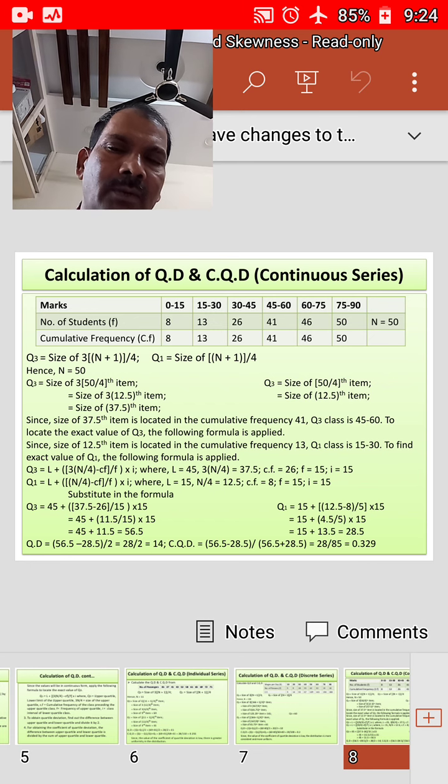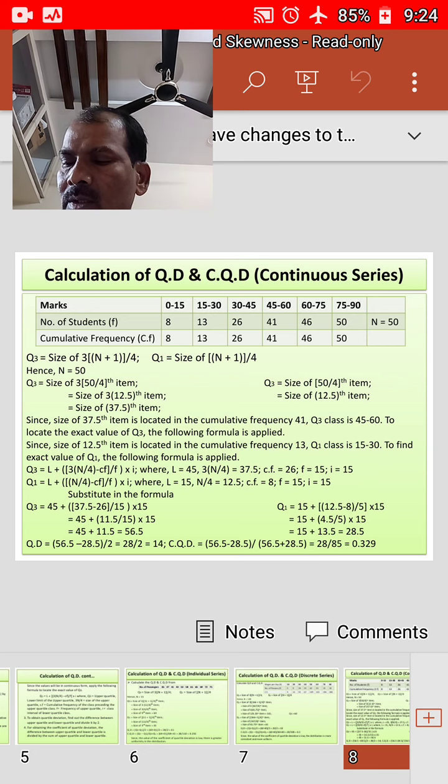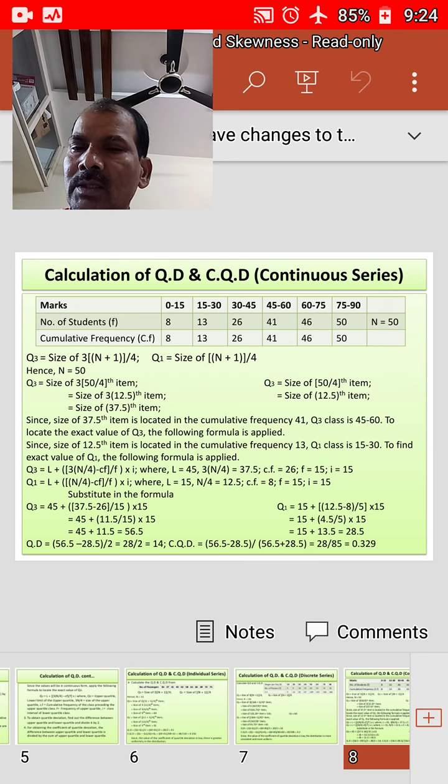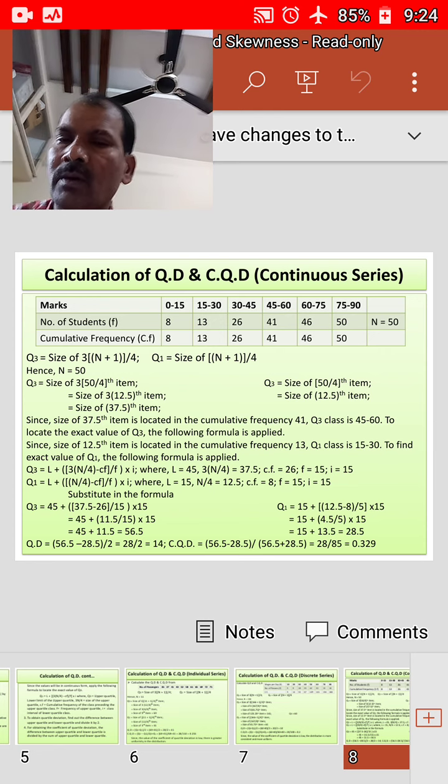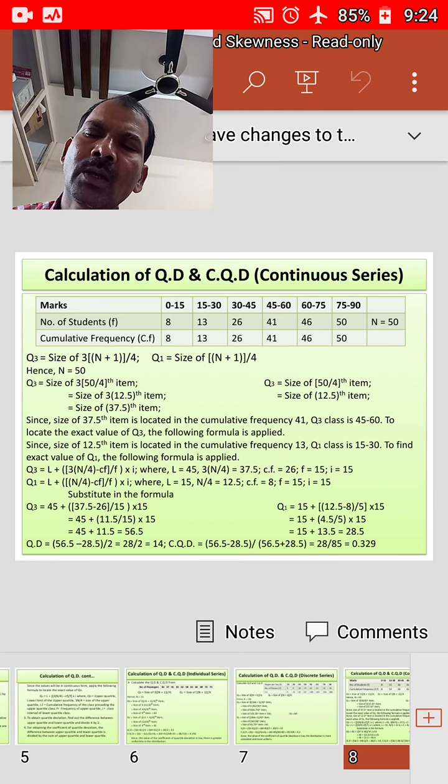Q3 is the size of 3 into 50 by 4, that is 3 into 12.5, that is 37.5th item. The 37.5th item lies in the cumulative frequency of 41, hence the corresponding class, 45 to 60, will be the Q3 class. Now we need to locate the exact value of Q3. For that we have a formula that was used earlier, Q3 is equal to L plus 3n by 4 minus Cf by F into I.